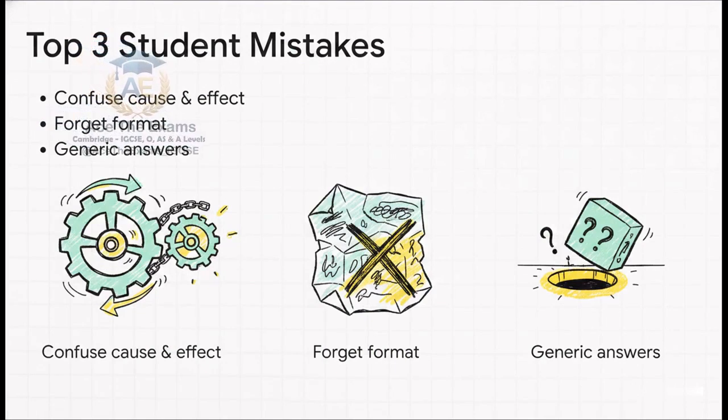Mistake number 1 is confusing cause and effect. For instance, knowing what a disk formatter does, but confusing its direct action with its secondary effect on system performance. Mistake number 2 is forgetting to check format and presentation. This is what Sam did by rushing. Examiners care deeply about how you present your information, especially when command words dictate the structure. And mistake number 3, which Alex fell victim to, is providing generic answers that are not specific to the context given.